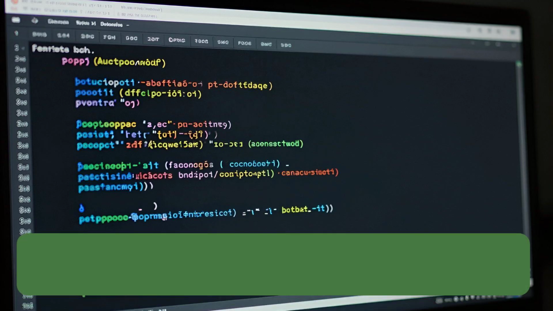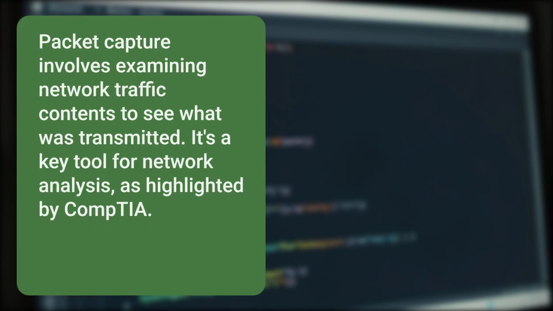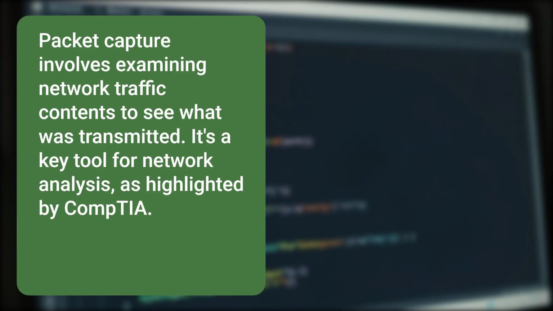Packet captures record network traffic at the packet level, including headers and payloads, allowing deep inspection of communications for forensic analysis. When CompTIA describes examining the actual contents of network traffic to see what was transmitted, the correct tool or data source is packet capture.